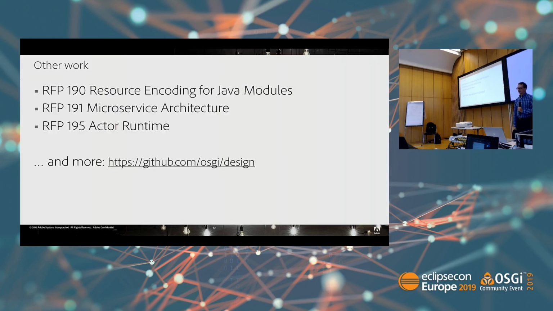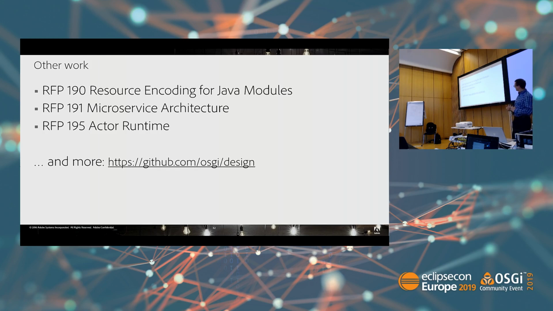These are resource encoding for Java modules. This one is about representing JPMS modules in the OSGi framework as entities with capabilities and exported packages and so on. So you can use JPMS modules in OSGi and wire to them.